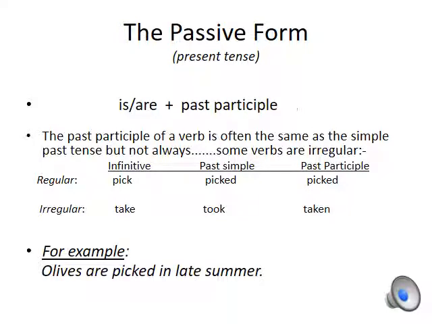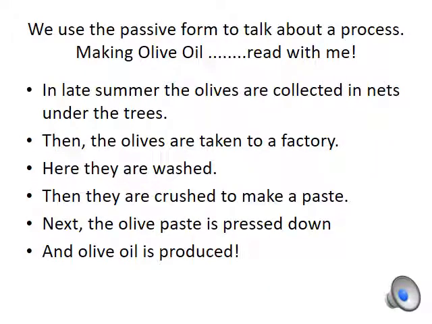And here we have a passive sentence. Olives are picked in late summer. We use the passive form to talk about a process. So, making olive oil. Can you read these sentences with me?